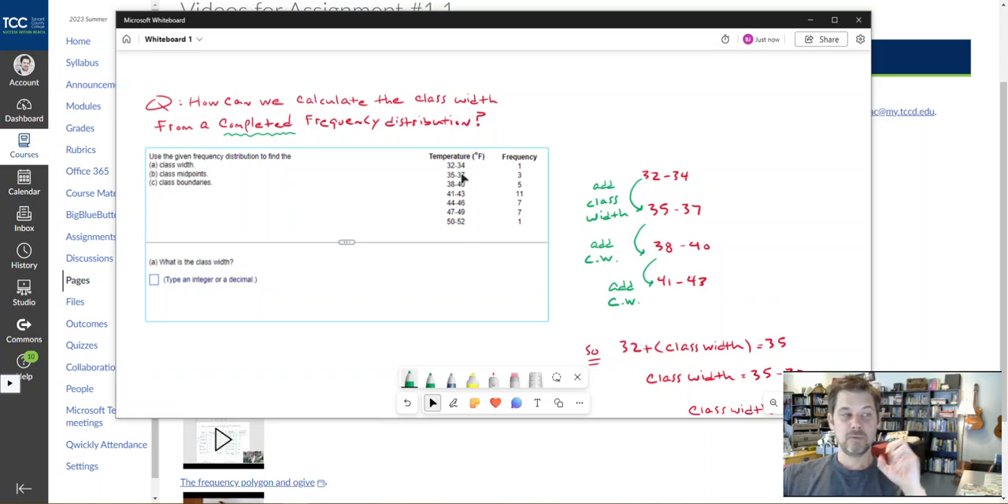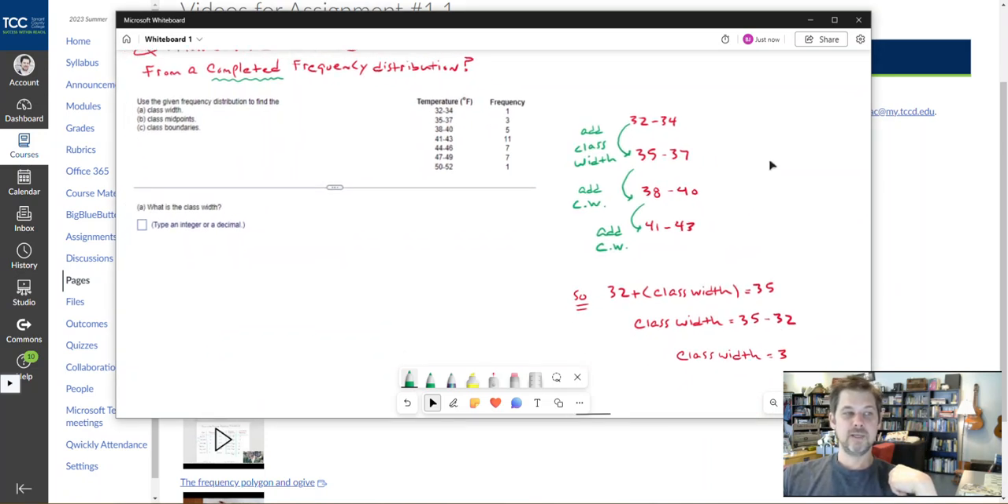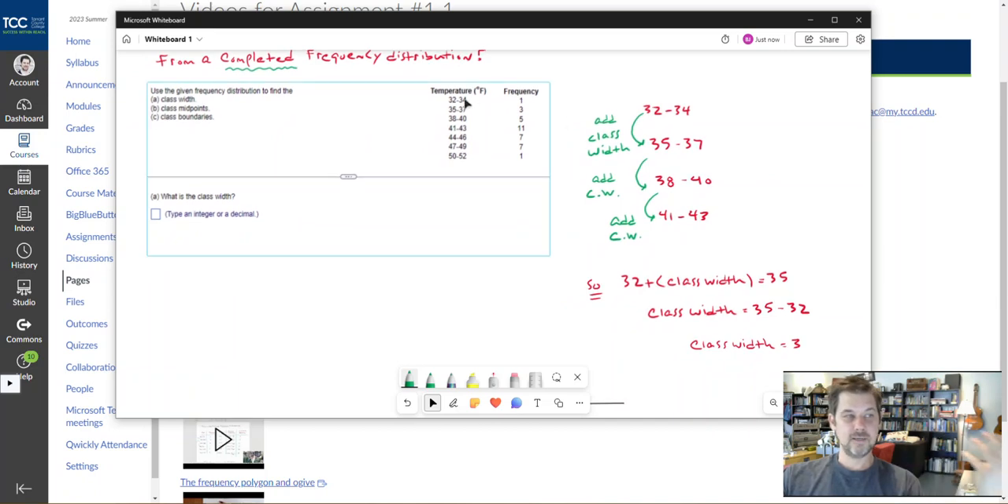Okay, when you look at those classes, the way that the class width factors into them is you take 32 and you add the class width, and that's how you get 35. And you take 35 and you add the class width and you get 38. You get the idea? We can keep going. You take 38 and you add the class width and you get 41. That's how the class width factors into this finished frequency distribution.